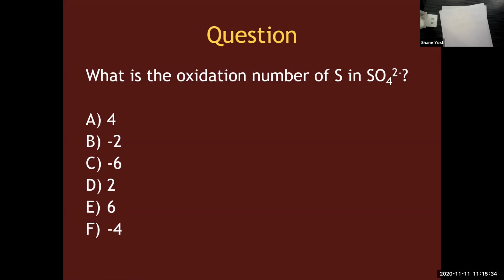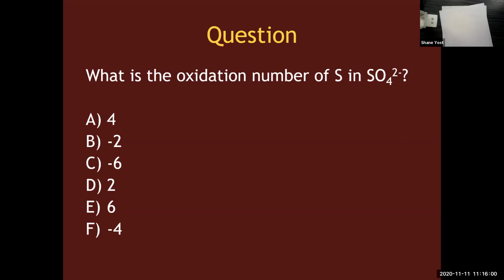For those who don't remember your rules: halides have a -1 oxidation number. Oxygen is -2, except in something like hydrogen peroxide. Otherwise, oxygen is -2. Hydrogen is +1 or -1, depending on what it's attached to. If it's attached to a metal, it's -1. If it's attached to a non-metal, it's going to be +1.